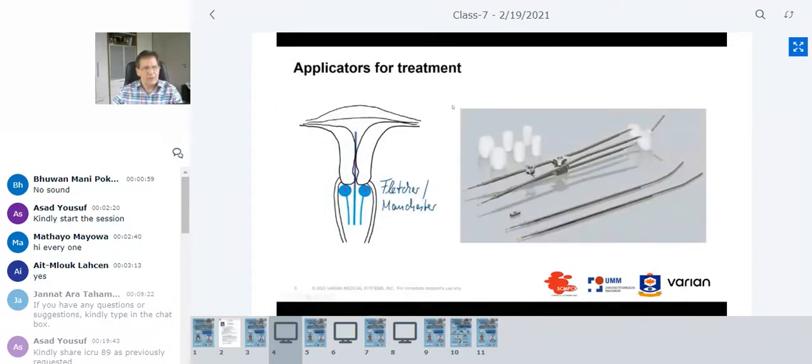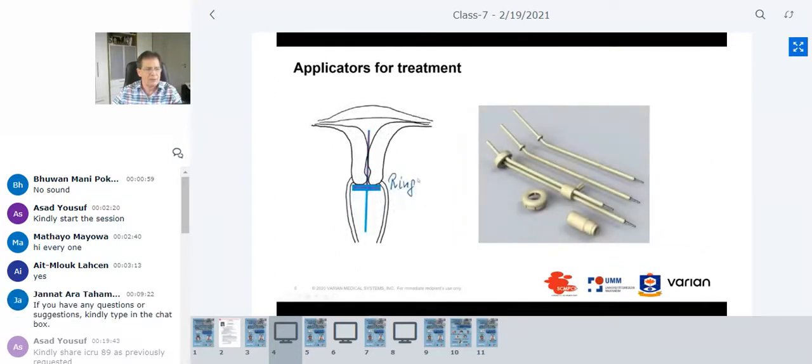How do we treat this? We use different kinds of applicators, as I already mentioned. One possibility is to use 3-channel applicators. This is a typical application with a Manchester applicator or a Fletcher applicator. So you have ovoids where you have source positions, and you have the intrauterine probe, which is called tandem, where you have the source positions, and we want to achieve a dose distribution that covers, of course, the cervical area here.